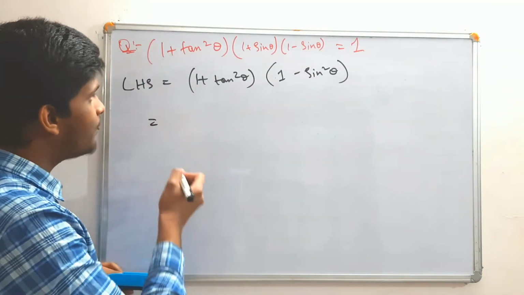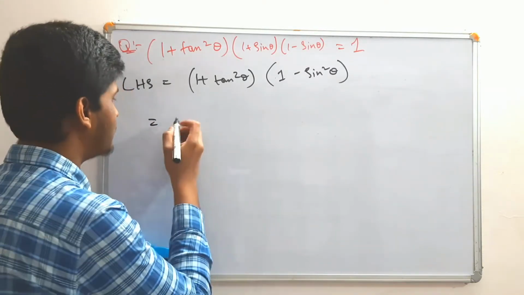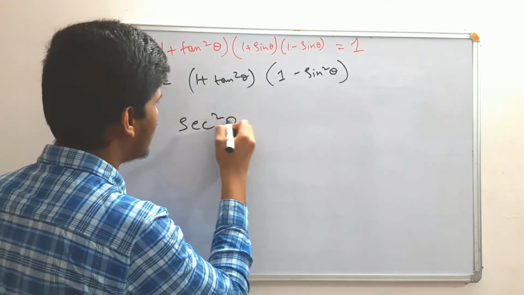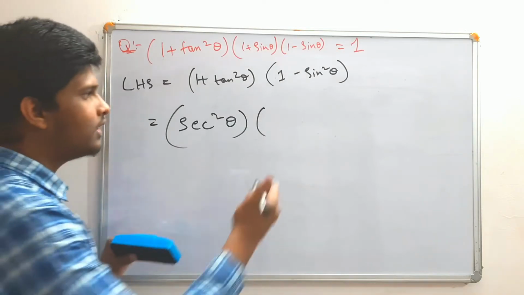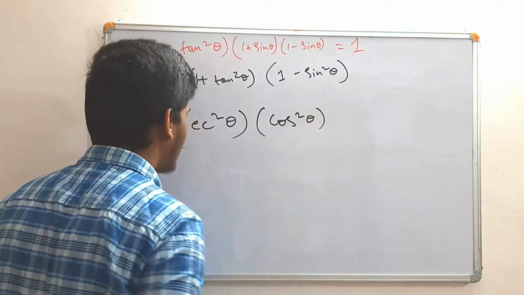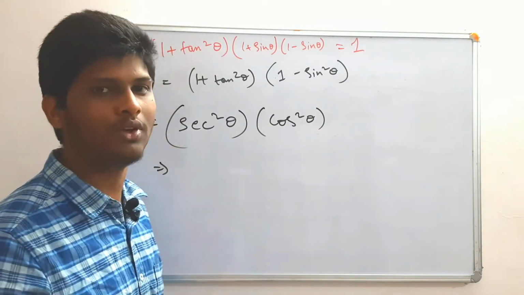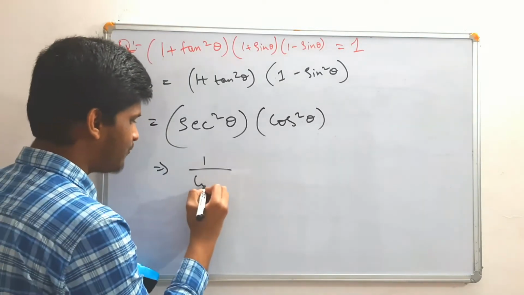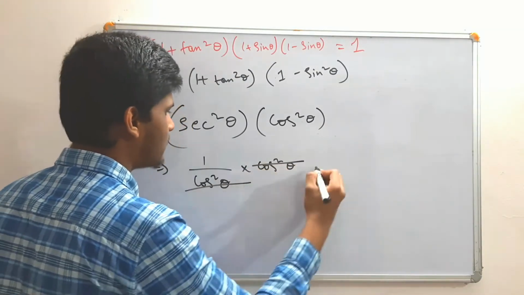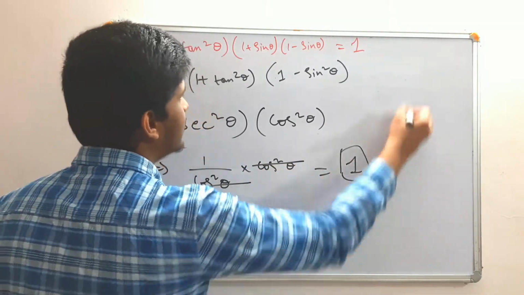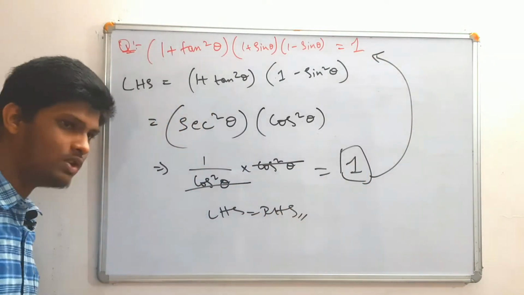Here, if you observe, 1 plus tan square theta is secant square theta, according to identity number 2. And 1 minus sine square theta is cos square theta, right? So we got secant square theta into cos square theta. Secant square theta is the reciprocal of cos square theta, my dear. So 1 by cos square theta into cos square theta gets cancelled out. We are left with 1, and this is equal to RHS. So LHS is equal to RHS, hence proved.